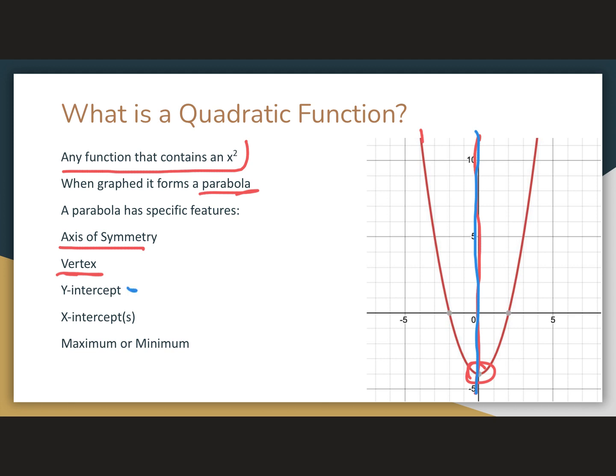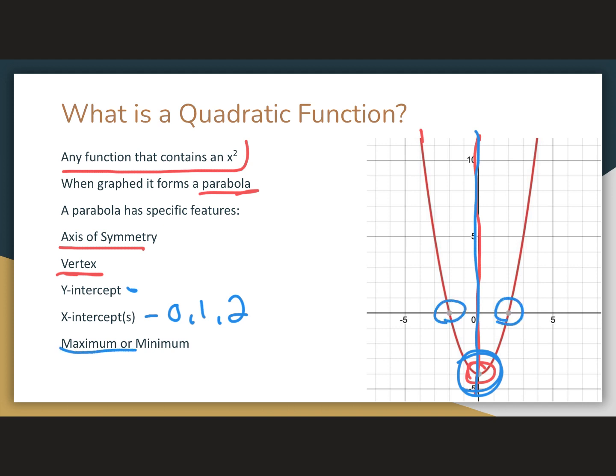We have a y-intercept. At some point, it's going to intersect our y-axis. In this case here, it is at -4. And we can have x-intercepts. Sometimes we will, sometimes we won't. We can have 0, 1, or we can have 2 x-intercepts. You see this one has 2 x-intercepts.